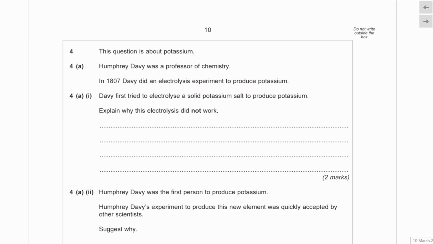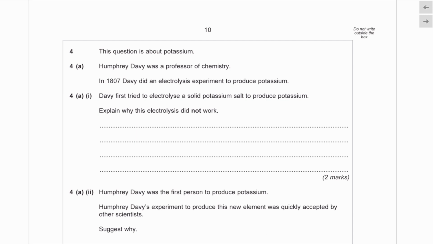Good to know. Now, Humphrey Davy was a professor of chemistry. In 1807, Davy did an electrolysis experiment to produce potassium. Davy first tried to electrolyze a solid potassium salt to produce potassium. Explain why this did not work.